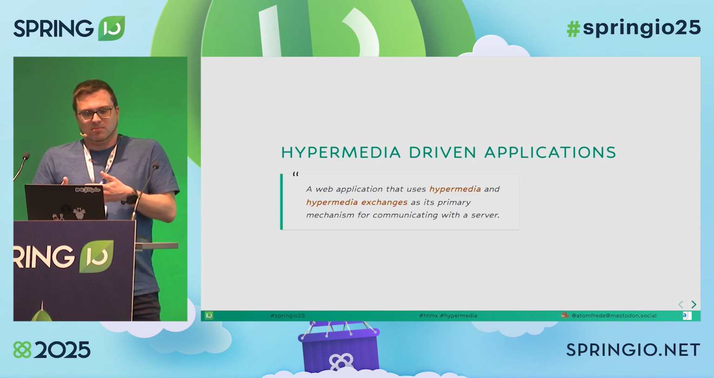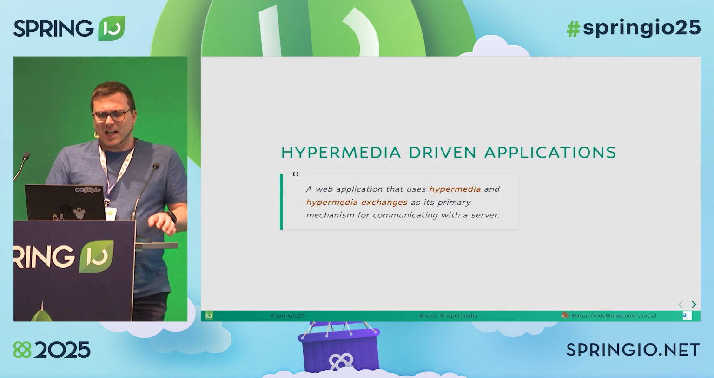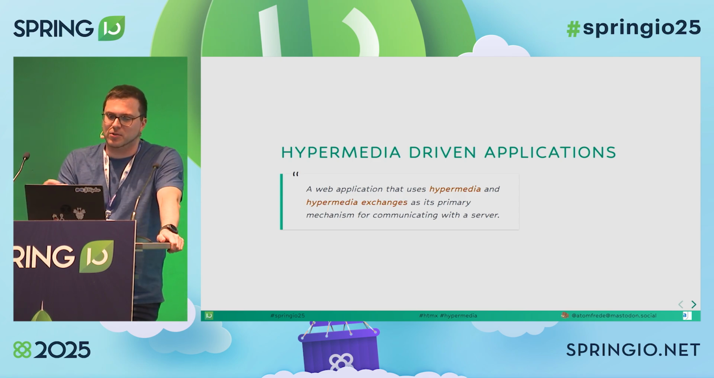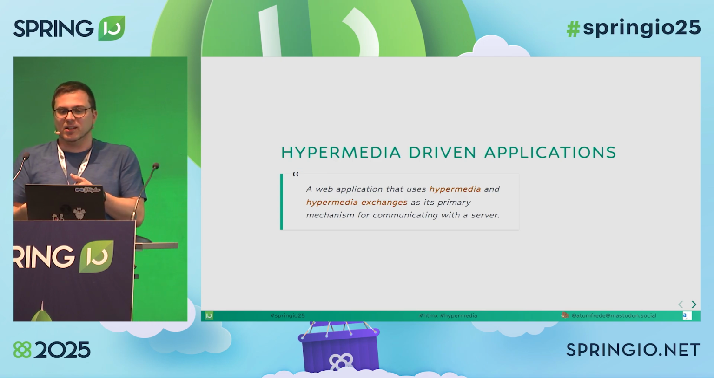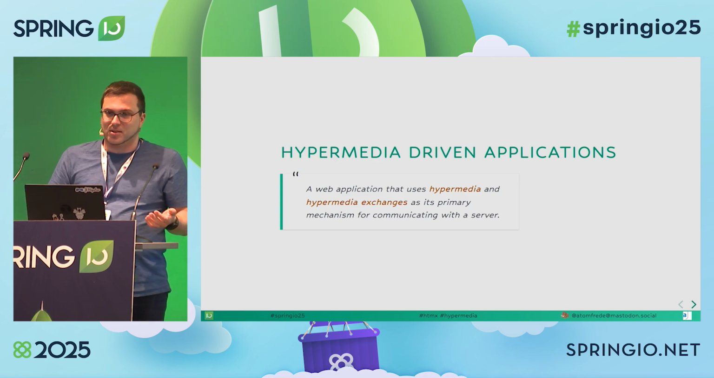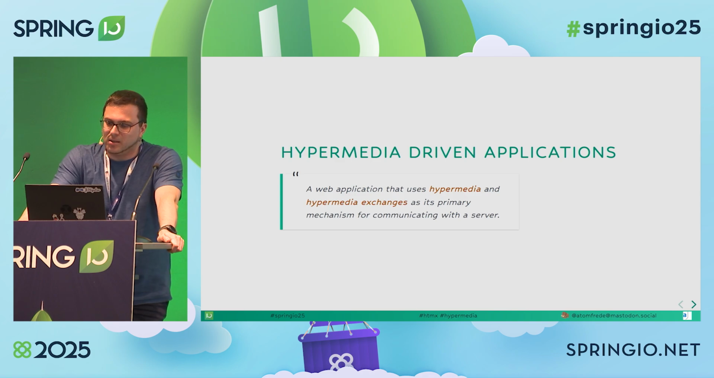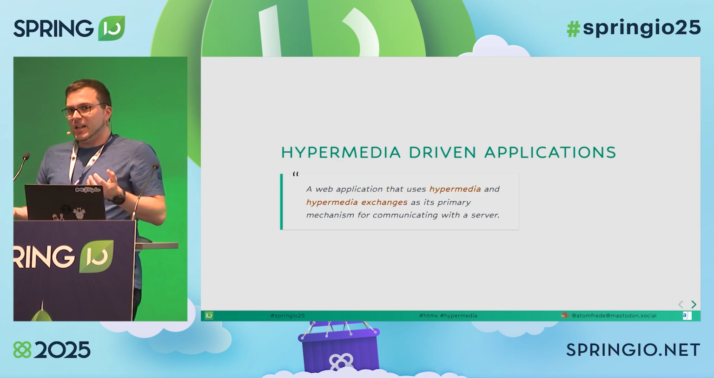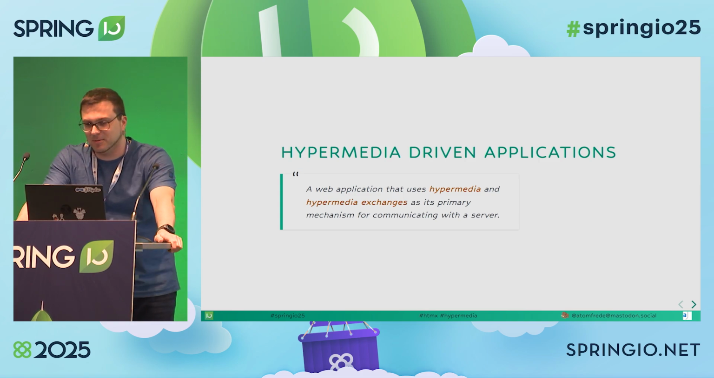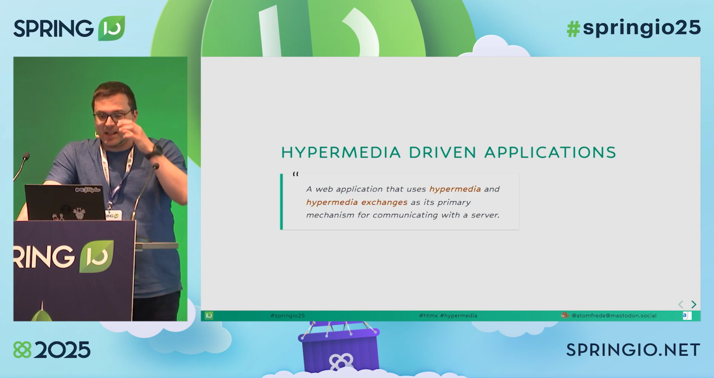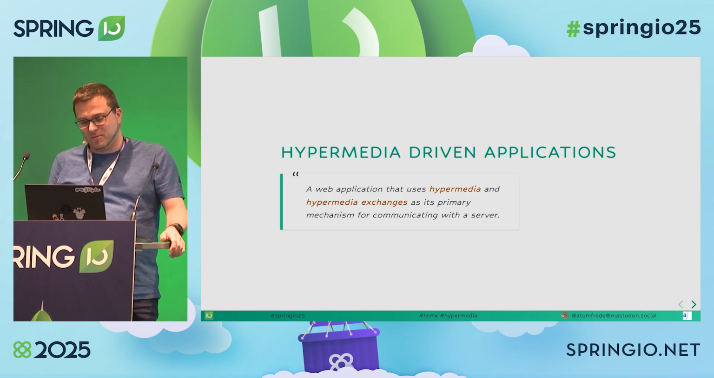And a hypermedia-driven application, defined by some authors of a book we will see later, is just a web application that uses hypermedia and hypermedia exchanges as its primary mechanism for communicating with the server. What does it mean? Hypermedia exchanges means, in particular, we must exchange HTML documents or snippets. On the other hand, JSON is not a hypermedia exchange because JSON is not a hypermedia document. And the responses, of course, can then be rendered by the client with no upfront knowledge, right? Because it's just HTML and the client is the browser. What does the browser do best? Rendering HTML. We don't need JSON.